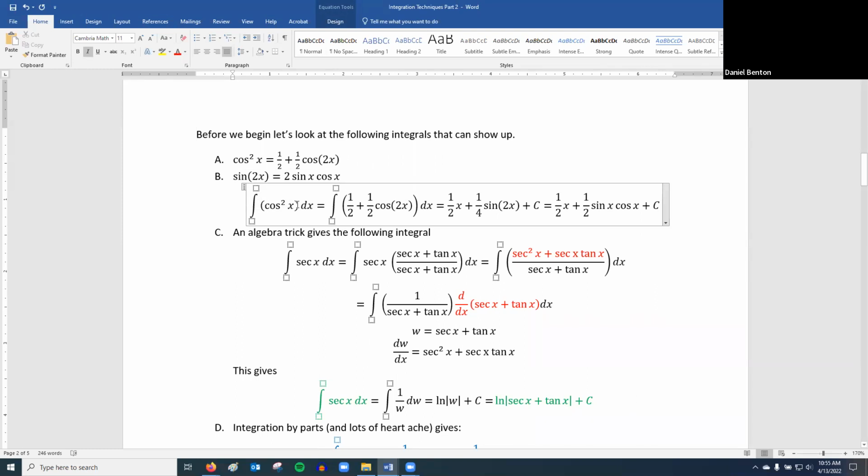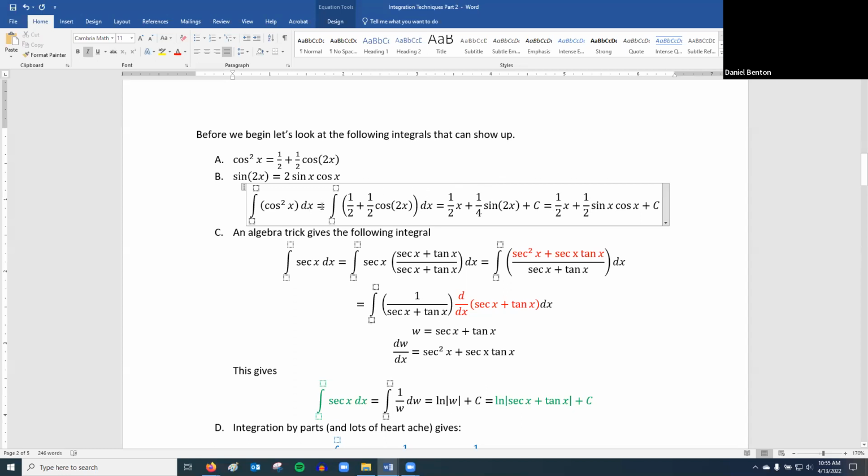The integral of cosine squared, we rewrite it as this. You don't have to rewrite it like this. You can integrate it using integration by parts, but this is easier. When you integrate 1/2, you get x. You integrate 1/2 cosine 2x, you get 1/4 sine 2x, right? But sine 2x can be rewritten as 2 sine x cosine x, and the 2 and the 1/4 cancel out, right?